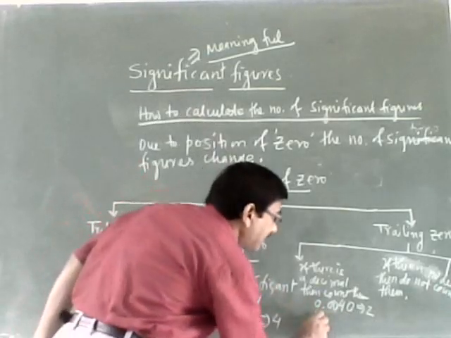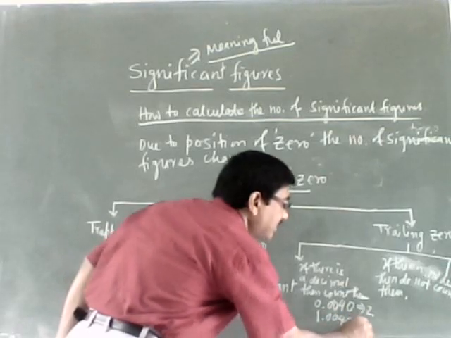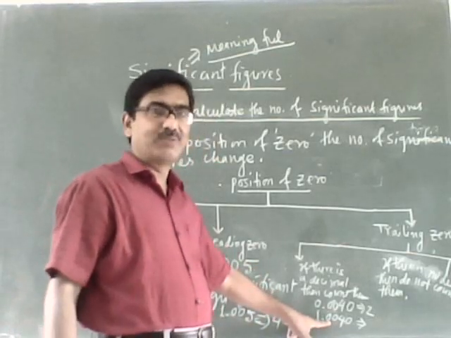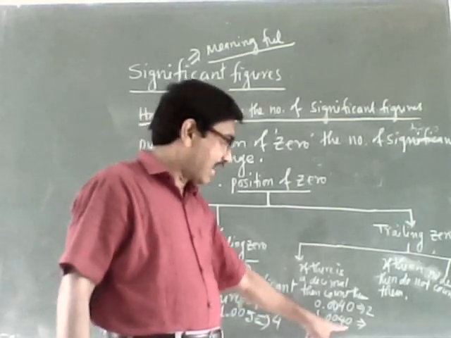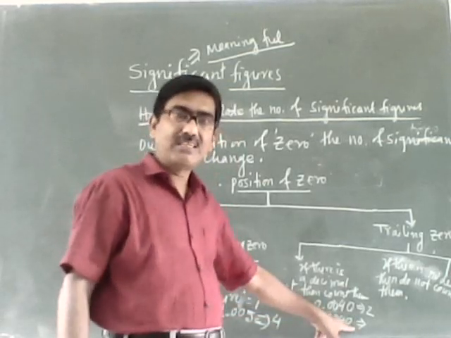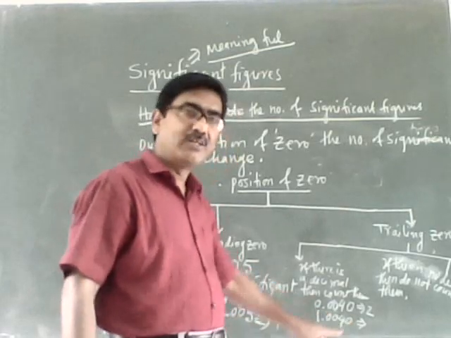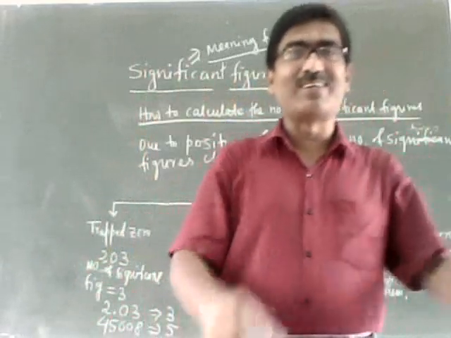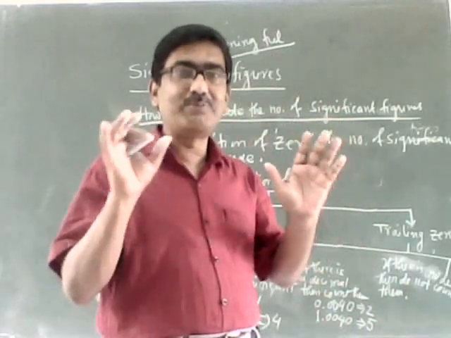Now if this number is like this, 1.0040, then what will be the number of significant figure here? These zeros are not leading zero. They are trapped zero now because they are trapped. So they are significant. And this is trailing zero. The trailing zero with decimal means they are significant. Then what will be the number of significant figure here? 1, 2, 3, 4, 5. So number of significant figure is 5. Is it clear?